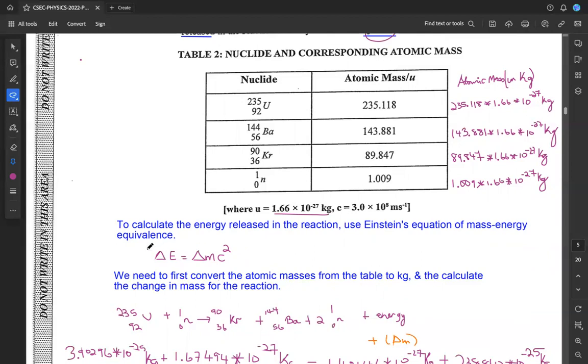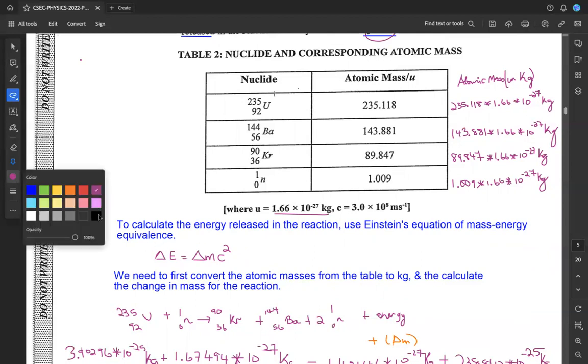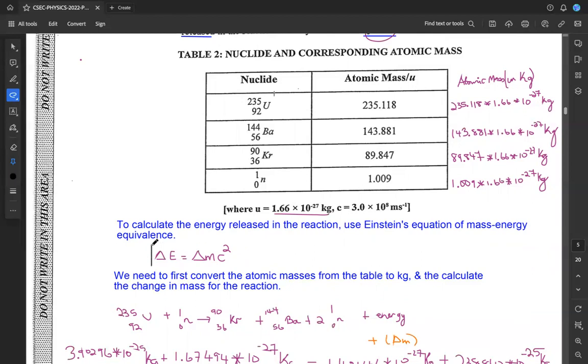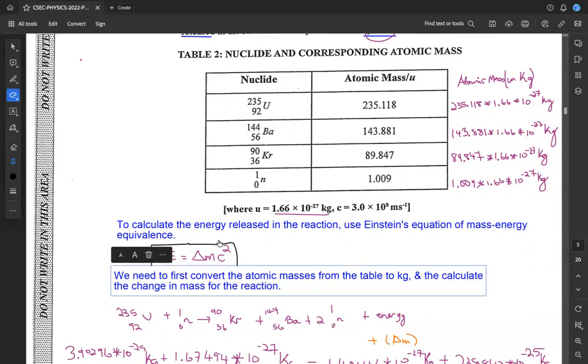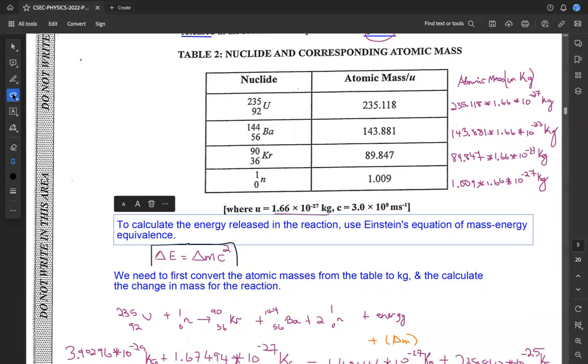So this is our key, this is our big equation that we have to be able to use to come up with this energy released, right? So this is the first thing that we need to know, that that's the equation that we're going to have to use. So I just jotted that down here, first thing.